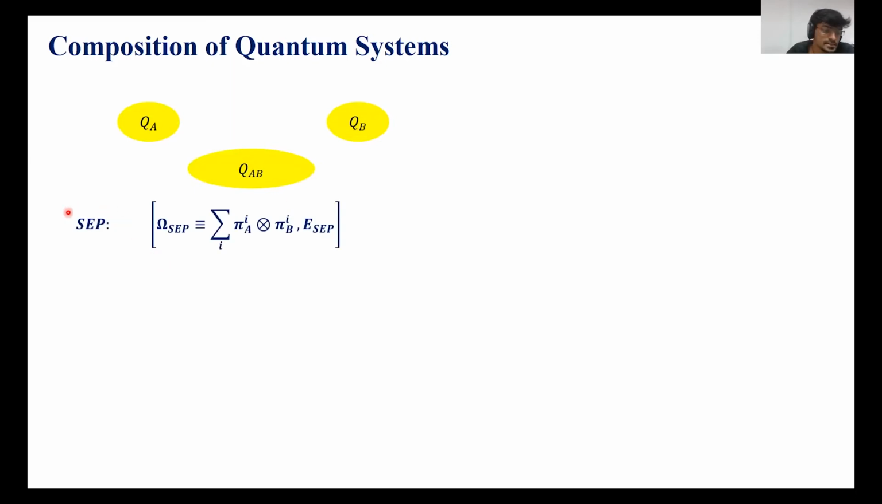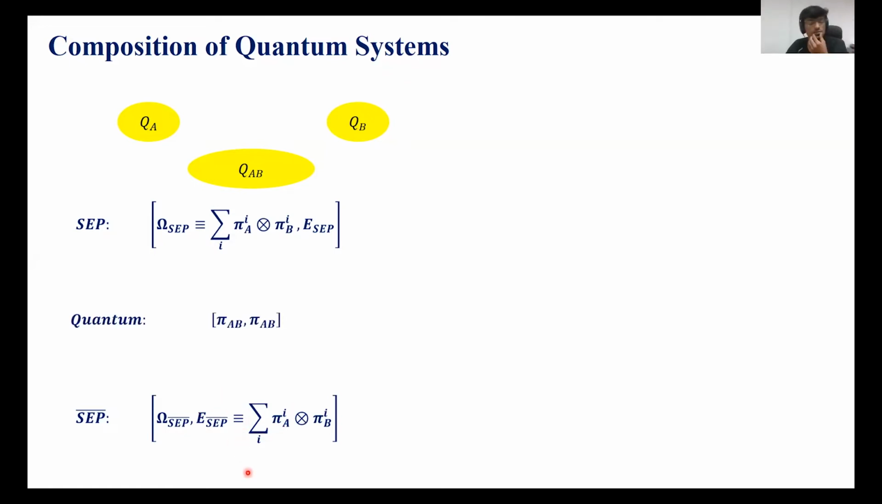So there is something called SEP composition, where we just allow product kind of or separable kind of states. Here pi A corresponds to some positive operator on the Hilbert space of A, and pi B is similarly for the Hilbert space of B. And these are the allowed states for the SEP theory. And correspondingly, we'll generate some set E from this set omega SEP. Now, on the other extreme, we have what we call SEP bar theory, where effects are limited, but the states can be generated from these effects.